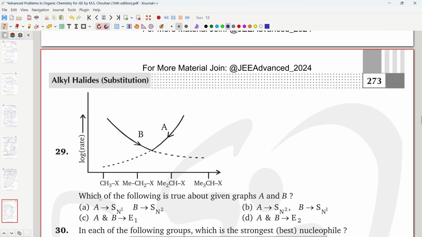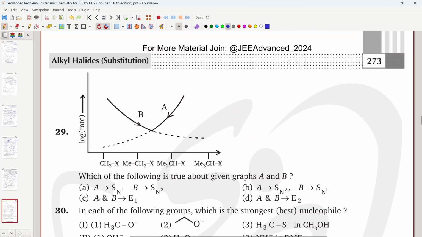Now, question 29. Which one of the following is true about the given graphs A and B?